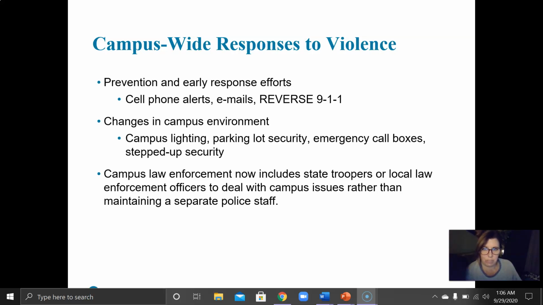There are a lot of changes that go on in campuses, so campus lighting, parking lot security, emergency call boxes, stepped up security. Our campus here is pretty small, but I've been on the larger campuses, and there's typically a blue light phone in case of an emergency that goes directly to campus police. So campus police are typically responsible for emergency responses. And they have the power to enforce laws with students in the same way they are handled in the general community as a whole. And that's talking more so about larger campuses.